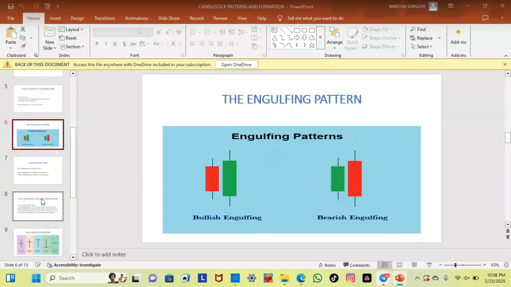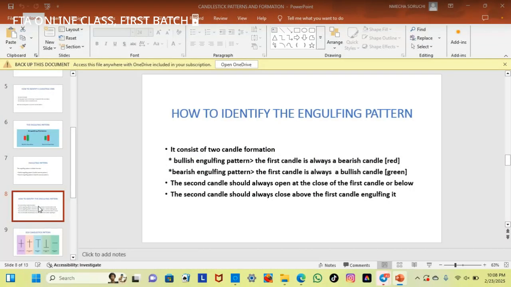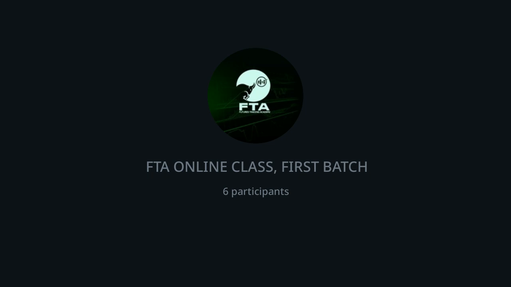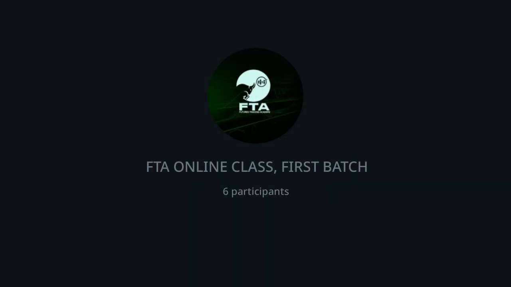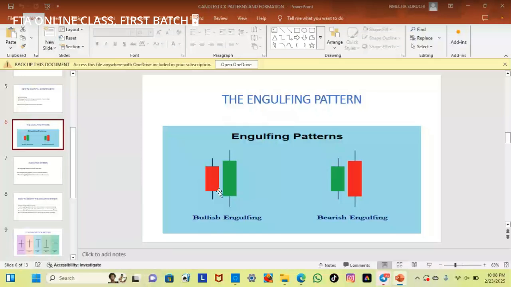So that is it. I don't know if you understand what I said. Let me do a recap on how to identify the engulfing pattern. Number one, it consists of two candle formation. Except for the bullish engulfing pattern, the first candle you see is always a bear candle, which is the red color, and the second candle is a bullish candle, a bull candle, which is the green color.